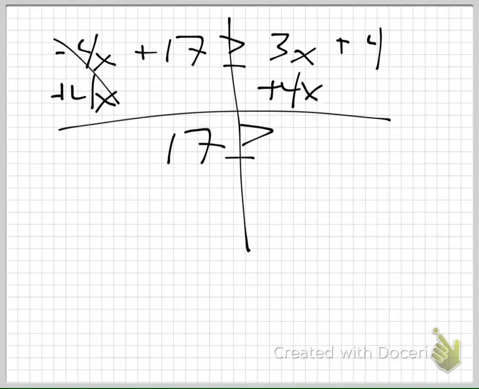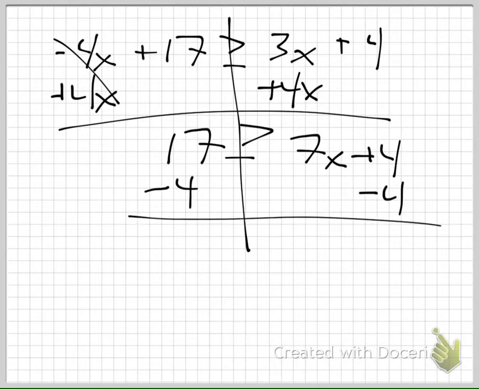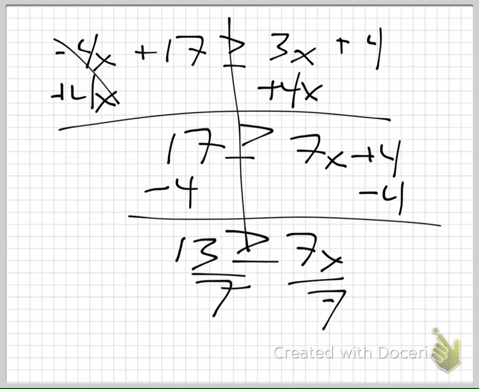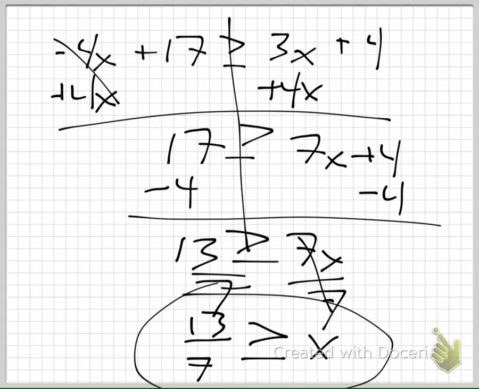17 is greater than or equal to 7x plus 4. Now, the variable's happy because he's together, but he's not alone. So minus 4, minus 4. 7x is still less than or equal to 13. Divide by 7, divide by 7. You would go like this. It would go x is less than or equal to 13/7. Now, this is very important. That is the answer. Do you see what I did? I just brought everything down.